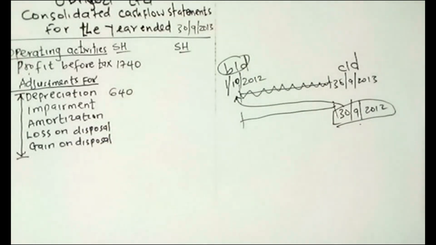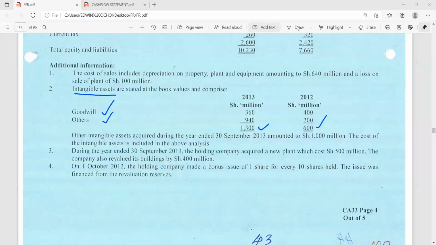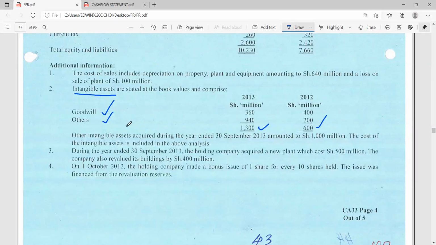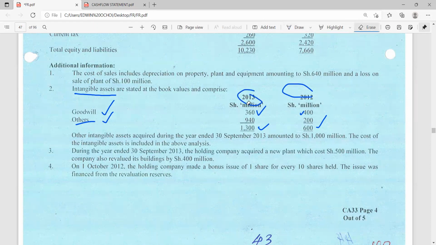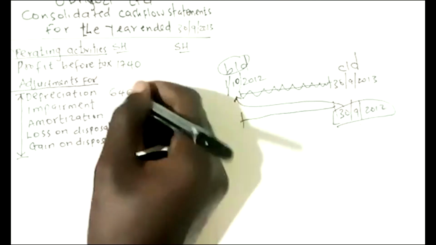So let's check if there is impairment. For impairment to be present, you have to be given goodwill, of which they analyzed in note 2 that the intangible assets, which were under the non-current assets, were made up of goodwill and other intangible assets. So it reduced from 400 to 360. Remember that this is the balance brought down, and this is the balance carried down. So there's a reduction, which means that there's an impairment. 400 minus 360, that is 40.